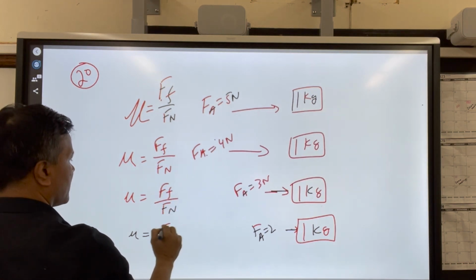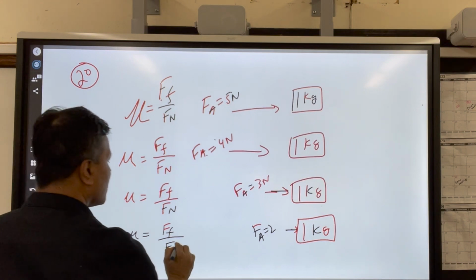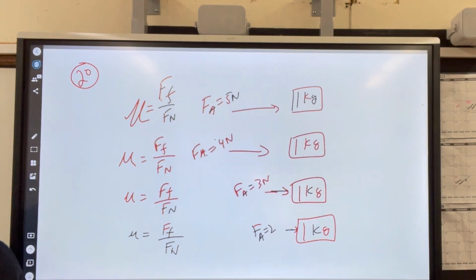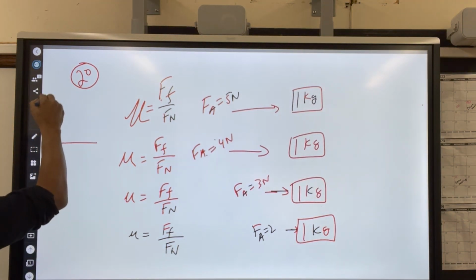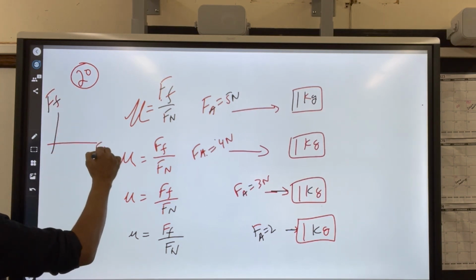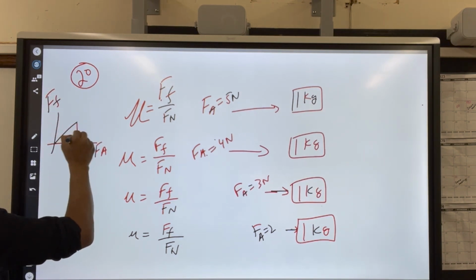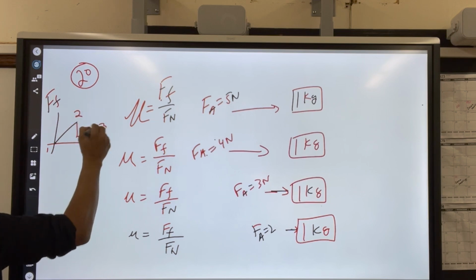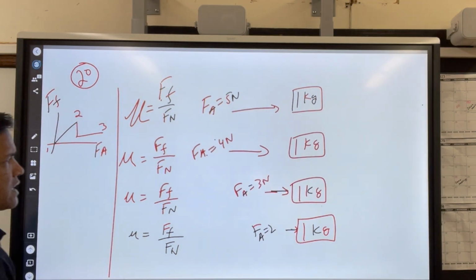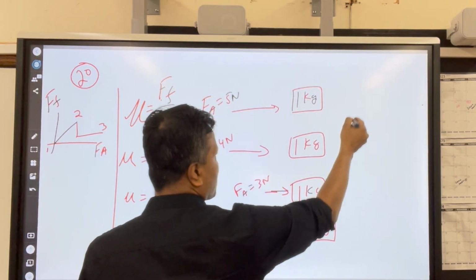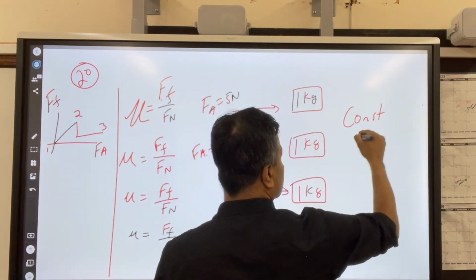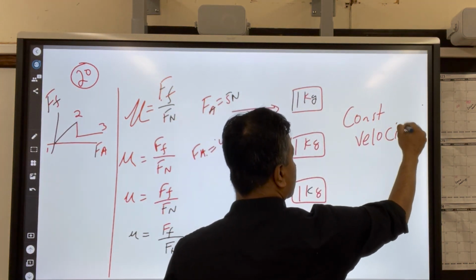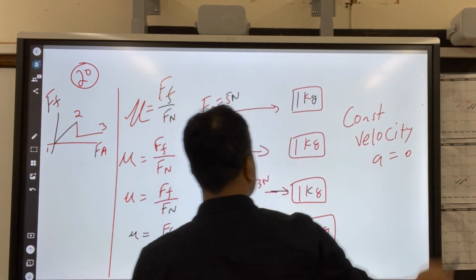What is FF? Okay, let's take you to the friction graph, FF versus FA, right? So you have three locations, location 1, 2, and 3. These four objects are at constant velocity. What does constant velocity mean? Acceleration is zero, that's what it means.